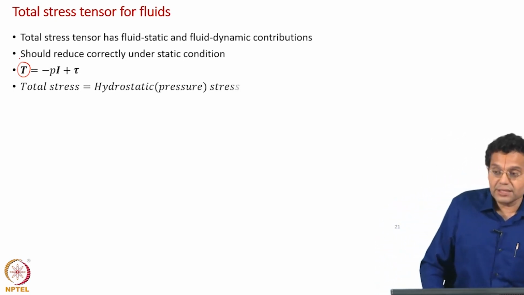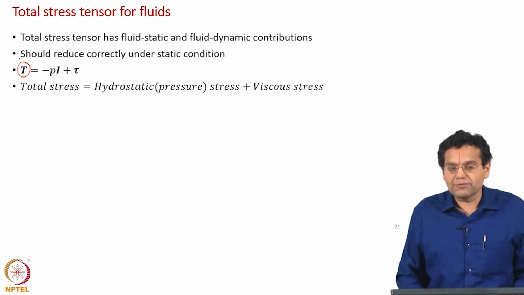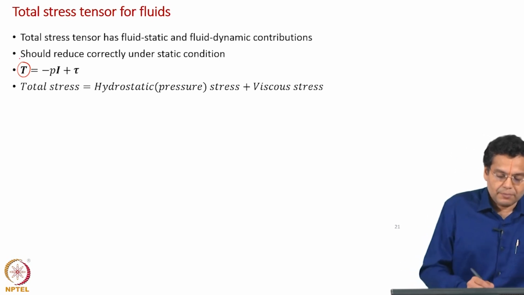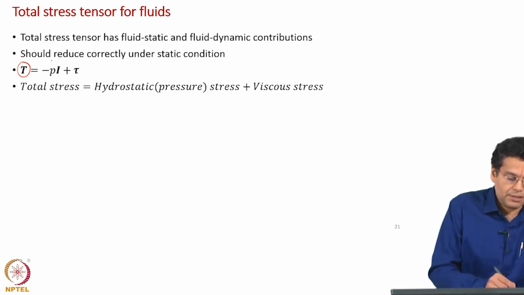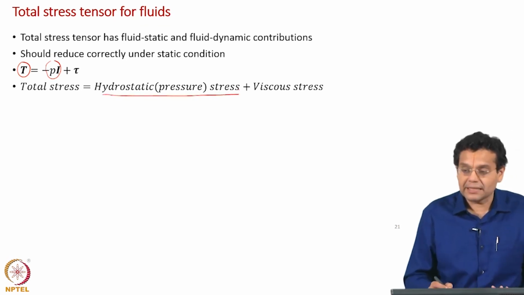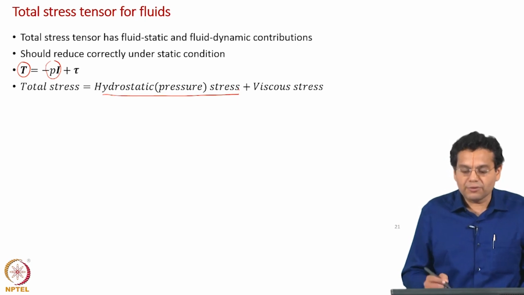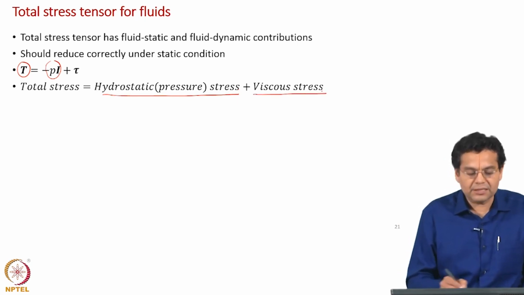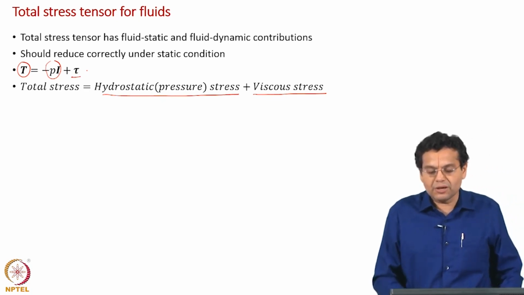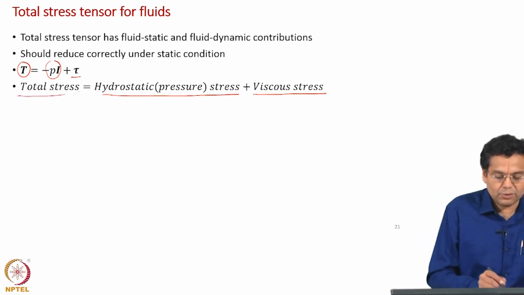Okay, the total stress in a moving fluid has two components. One, the component because of the static condition, which we call hydrostatic stress. Other, additional stresses develop because of fluid in motion, which are called viscous stresses. Why viscous stress, you will understand later. Right now we will coin a name called viscous stress. So the total stress in a fluid has two components.